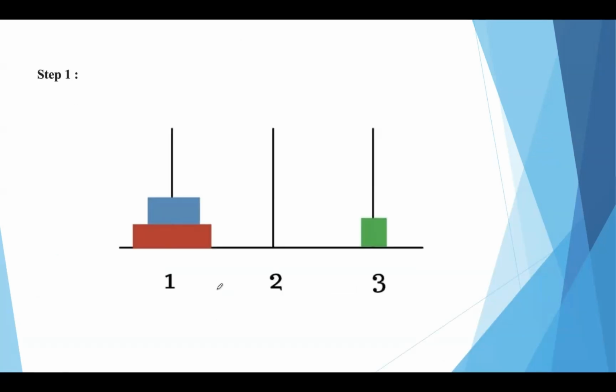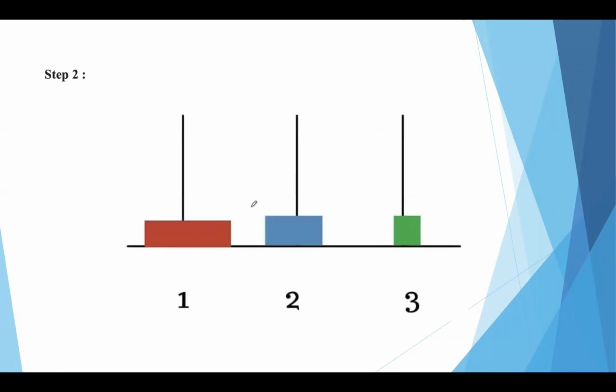Now let us see how to solve this problem. In step 1, the smaller green disc, the uppermost disc on the stack, is shifted from rod 1 to rod 3. After performing this operation, the representation will be like this. Next, the uppermost disc on rod 1. What is the uppermost disc on rod 1? That is the blue disc, right? So this should be shifted to rod 2.